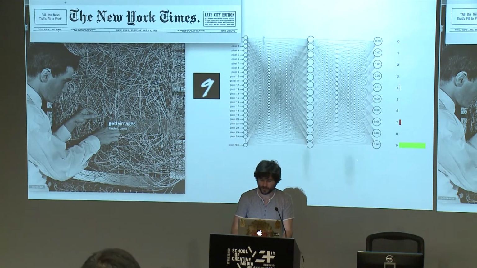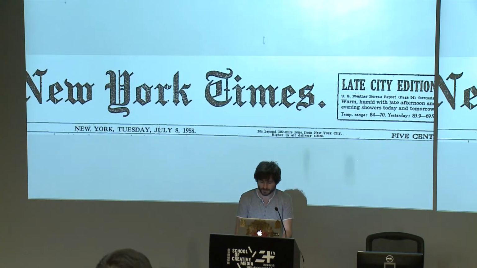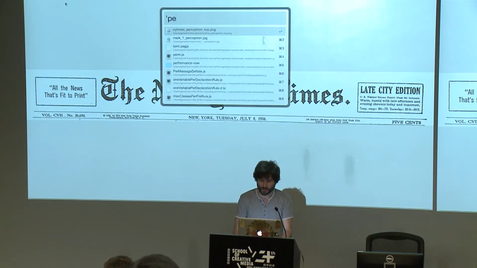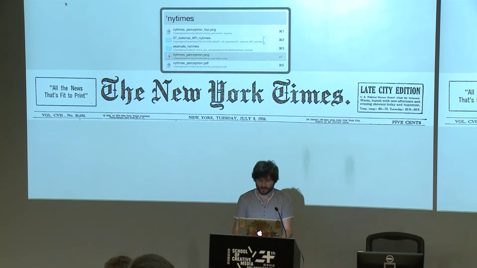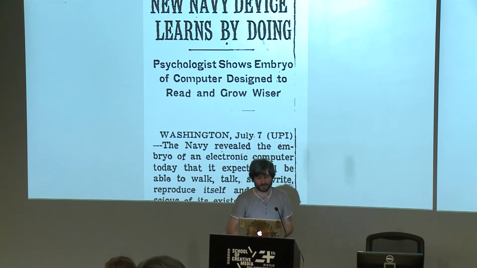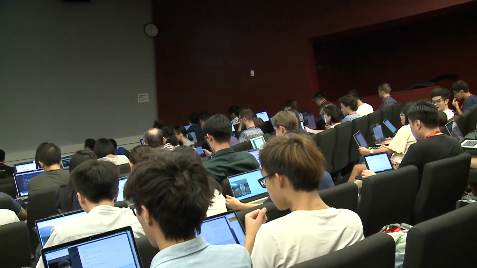So this is the New York Times in 1958, when it was 5 cents. This is what they wrote when they first saw the perceptron. They wrote, "New Navy device learns by doing. Psychologist shows embryo of computer designed to read and grow wiser."